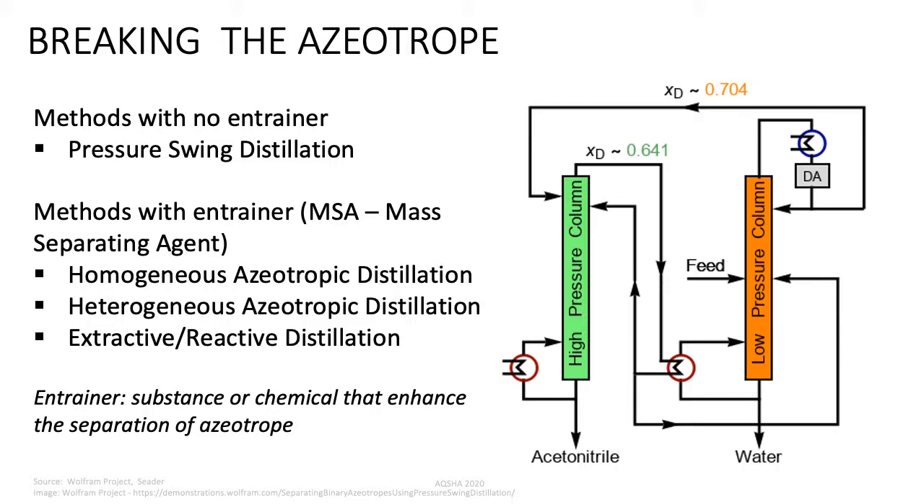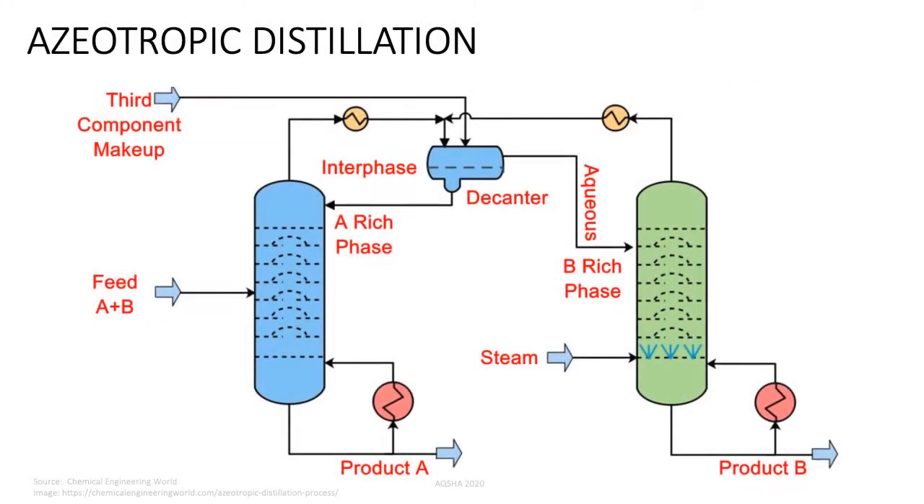And then the other method that we can use is the homogeneous azeotropic distillation. This method basically uses an entrainer that forms a homogeneous minimum or maximum boiling azeotrope with the feed components. Where the entrainer is added depends on whether the azeotrope is removed from the top or the bottom of the column. And then we can also have the heterogeneous azeotropic distillation, which is much preferable.